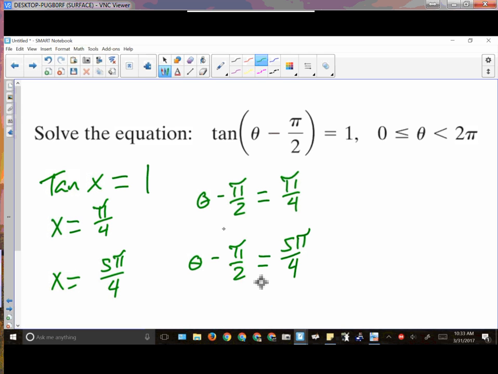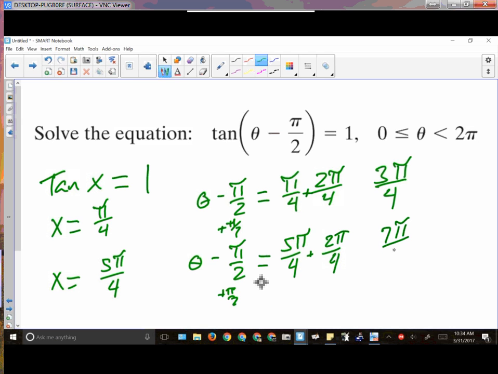Well, that means that I got to add pi over 2. But if I add pi over 2, that's not going to work for me very well, so I got to go 2 pi over 4 with the common denominator, correct? So this is going to be 3 pi over 4. So I add on my pi over 2 here, which would be 2 pi over 4 for the common denominator, and I end up with 7 pi over 4. Okay? So those are the two possibilities that fit that condition. Make sense?